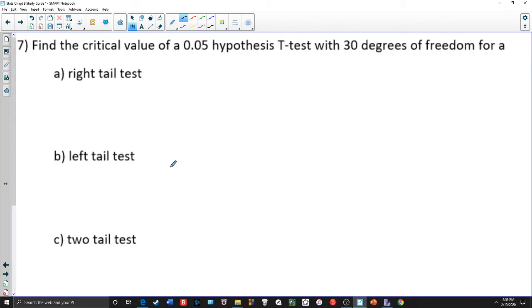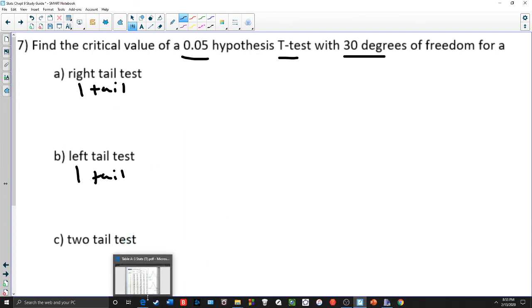And lastly, just a reminder of how to figure out critical values. So your critical value for a 0.05 hypothesis t-test with 30 degrees of freedom. So this is where you go look in your table here. If it's for a right tail test, that means it's a one tail, right? Right tail is one tail on the right. Left tail is one tail on the left. And two tail is, well, two tails. Let's do the right tail one first.